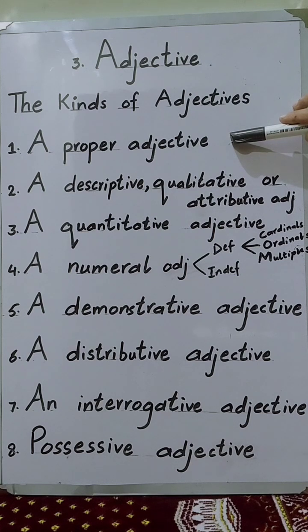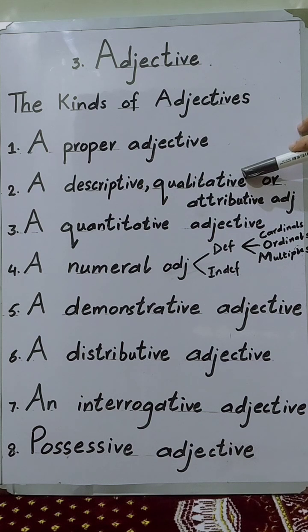A proper adjective is one derived from a proper noun. For example, the English language, the Indian Ocean, the Victorian attitude, a Chinese restaurant. Number 2, a descriptive, qualitative or attributive adjective is one that shows the kind and quality of a person or thing. For example, a brave boy, a beautiful girl, an honest man, a careful woman.